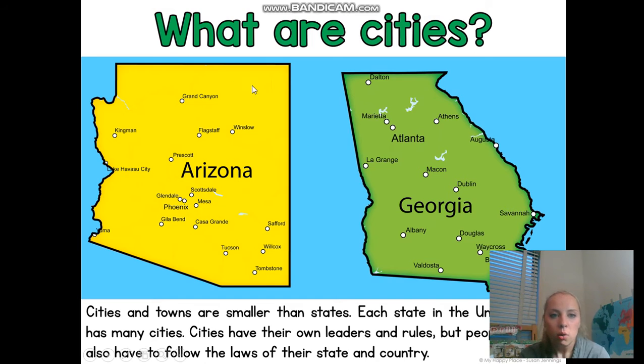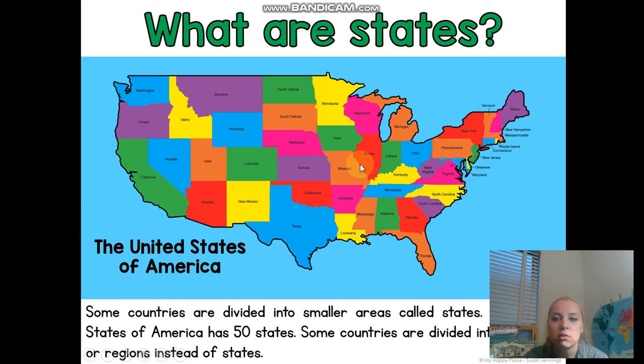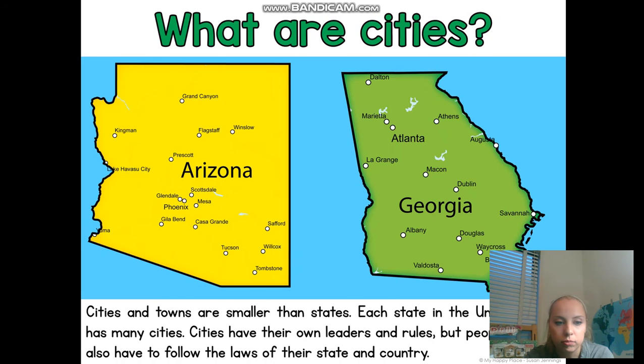Okay, what are cities? So the city that we live closest to is Washington, D.C., our nation's capital. That's where you can find all of the monuments and all of the places that honor the presidents that are on the coins we've been learning about this week. It says cities and towns are smaller than states. Each state in the United States has many cities. Cities have their own leaders and rules, but people in a city also have to follow the laws of their state and country.